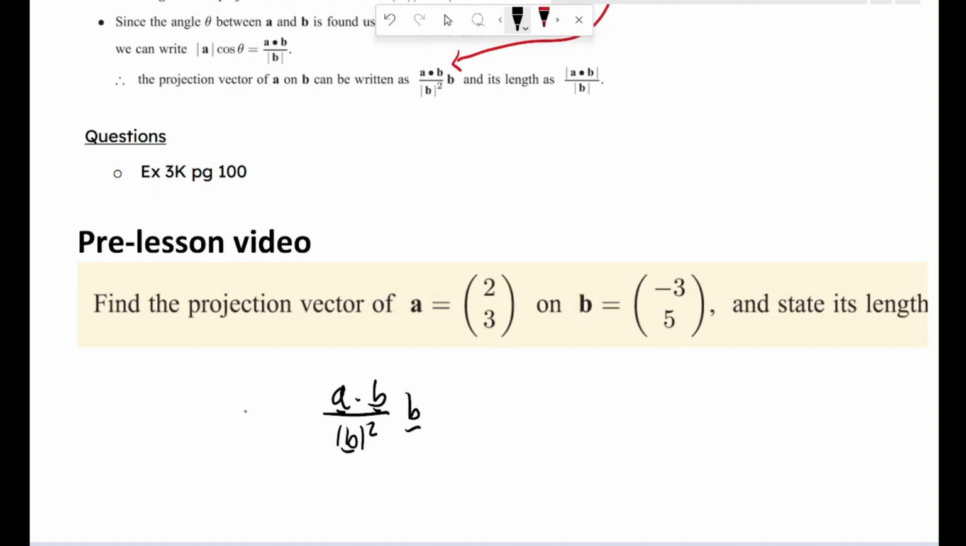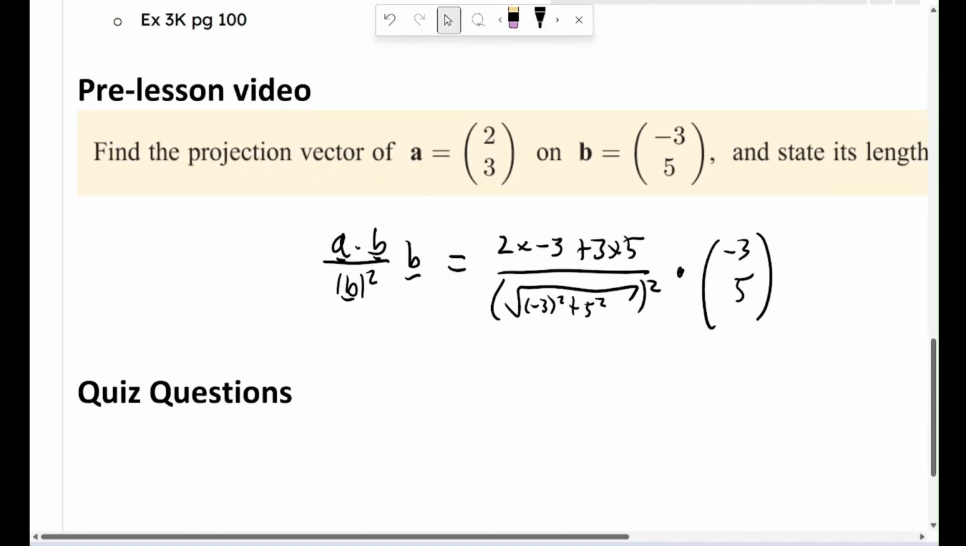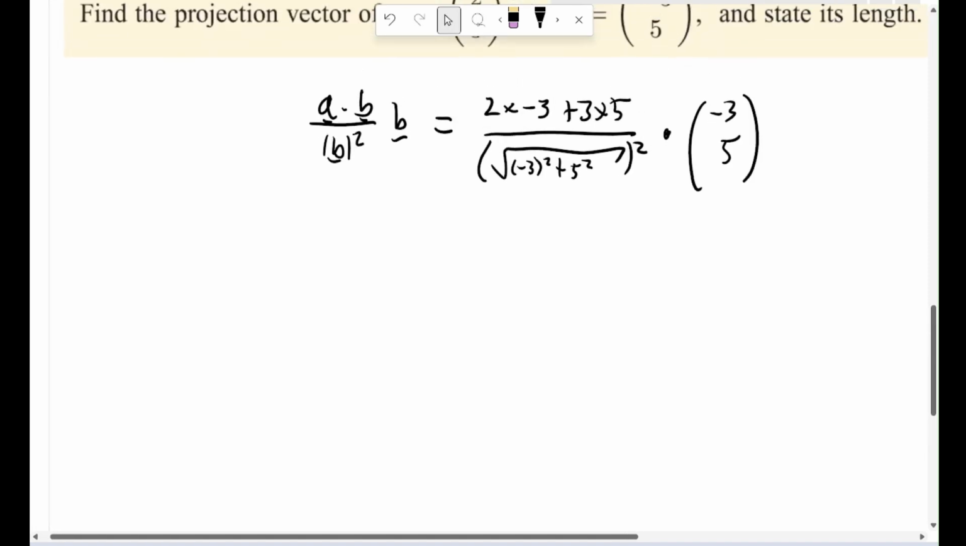Let's not call it anything, let's just work this out. All right, so we're going to work out a dot b first, so that's going to be 2 times minus 3, and then 3 times 5, over mod b squared. So that's going to be the square root of minus 3 squared plus 5 squared, and then we're going to square that. And then we're going to times it by the vector b, which is minus 3, 5. So we are going to get a vector out at the end of this, because that whole big messy thing is a number, but then we're timesing a number by a vector, so that gives us another vector.